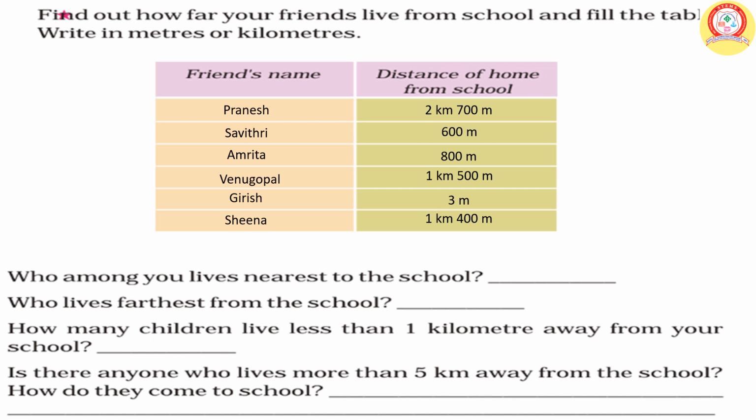Okay, children. Now the fourth question is, is there anyone who lives more than 5 kilometer away from the school? How do they come to school? Yes, sorry, Pranesh lives more than 5 kilometer away from the school. He comes to the school by bus. Okay, children?